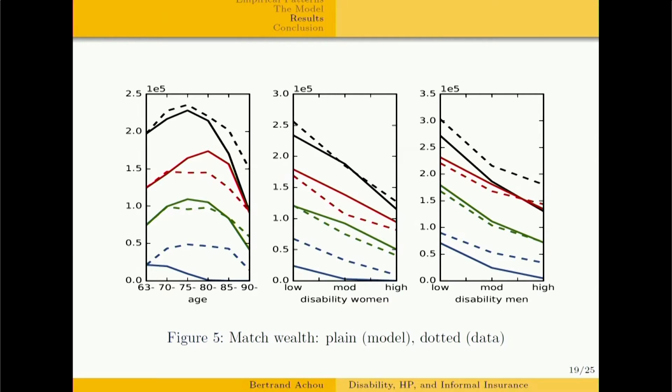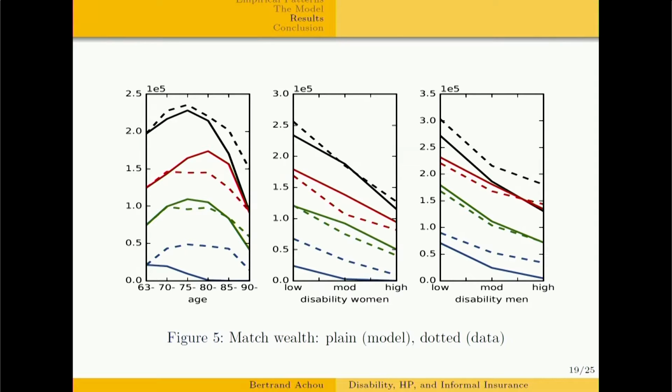And you can also replicate the fact that as you get disabled, your wealth also falls. So this is as a function of disability of women for low, moderate, and high disability states. Okay? And you have the same here for men. So you can reproduce this type of decumulation patterns. And this is important actually.